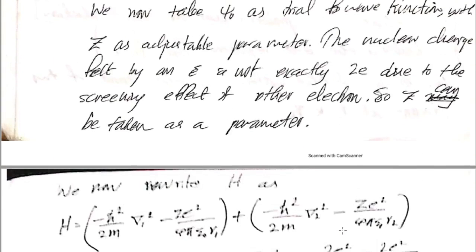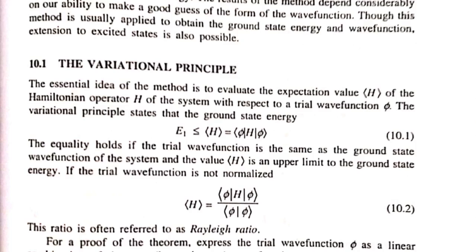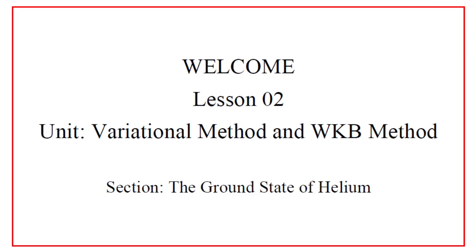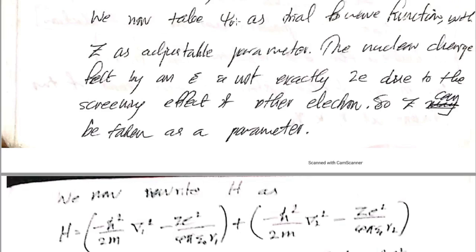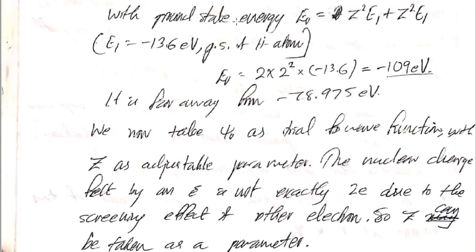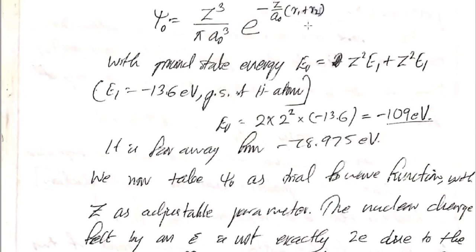Now we are going to discuss the problem with respect to the variational method. For the variational method, as previously stated, we want a trial wave function. So what will be the trial wave function here? Here we will take this psi 0 as the trial wave function, with Z as a parameter.